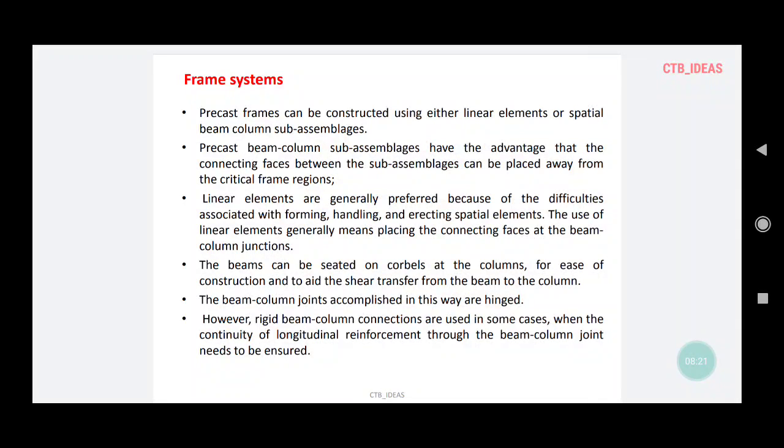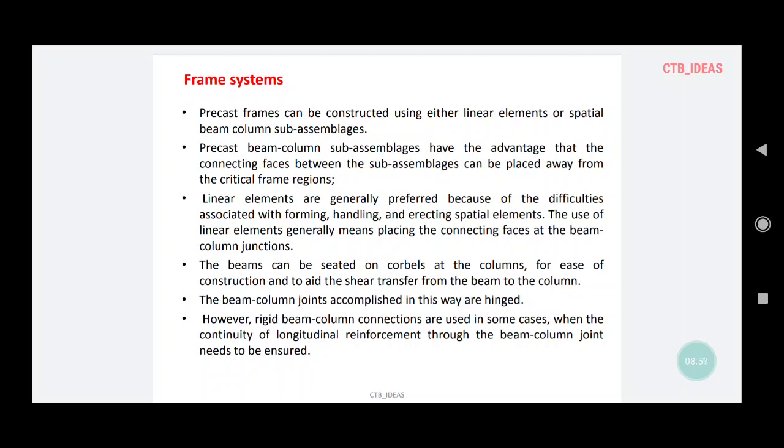So some manufacturers cast these precast columns with corbels. Corbels are nothing but where you rest the beams or the girder. So you have a certain projection or protruding element where you rest your beam before securing it to the column by particular joinery. That can be either welding or a dry joint or a wet joint. The beam column joints accomplished in this way are hinged. Okay, so those are generally hinged joints.